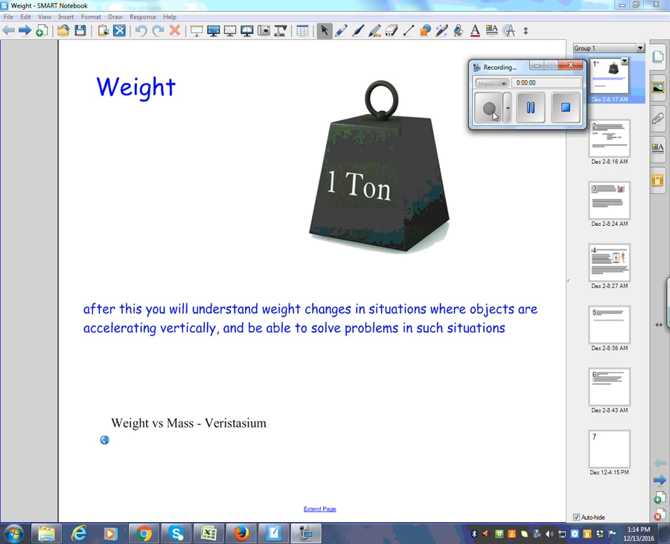Okay, so we're going to talk about weight today. After this, you'll understand weight changes in situations where objects are accelerating vertically up and down and be able to solve problems in such situations.